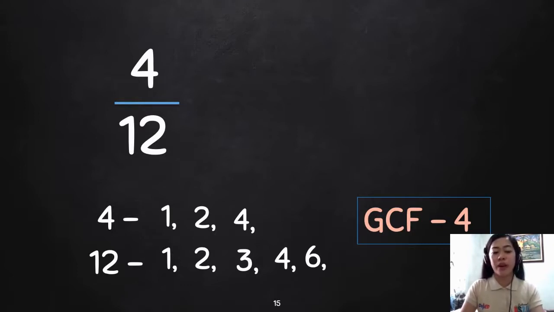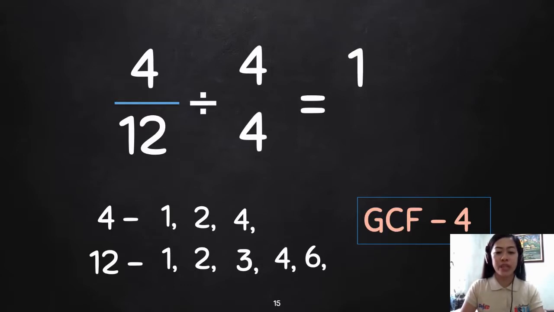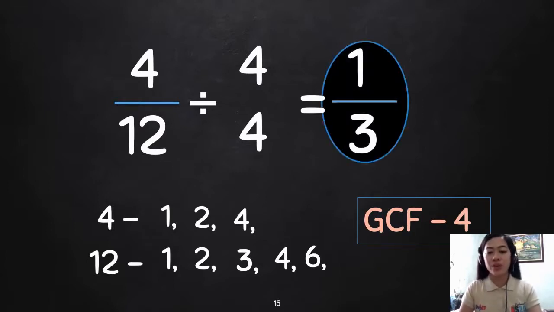So we will divide 4 and 12 by 4. So 4 divided by 4 is 1, and 12 divided by 4 is 3. Therefore, the lowest term of 4/12 is 1/3.